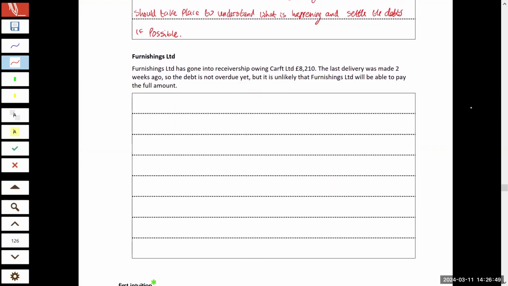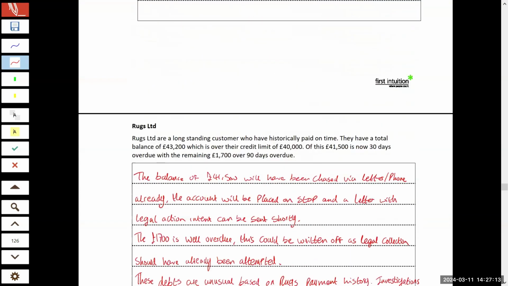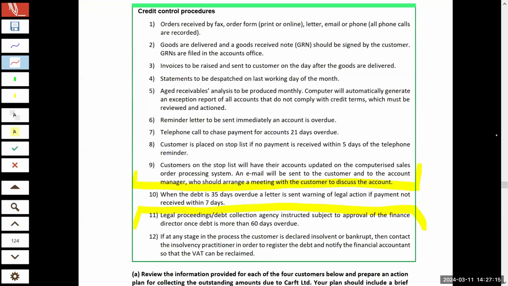Now it says Furnishings Limited has gone into receivership owing us £8,210. The last delivery was made 2 weeks ago, so the debt isn't actually overdue yet. But based on the situation we find ourselves in, it's very, very unlikely that they will be able to pay the full amount. It's not a big stretch, is it? Now, again, we'll draft up the timeline and place ourselves on it.